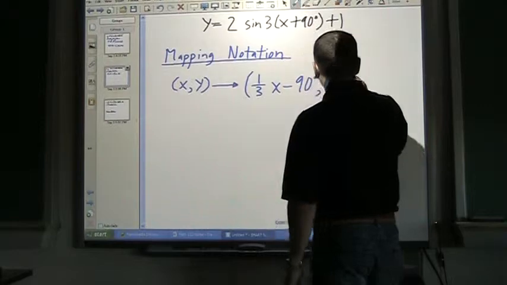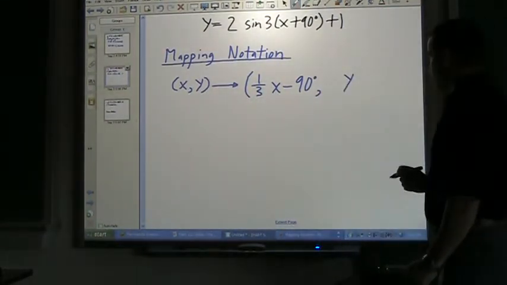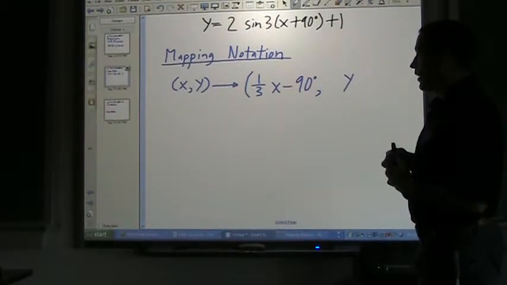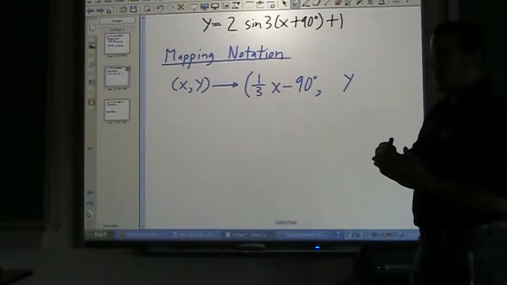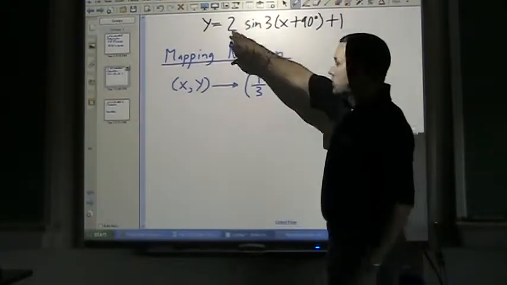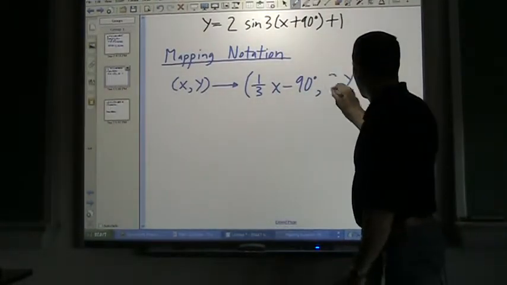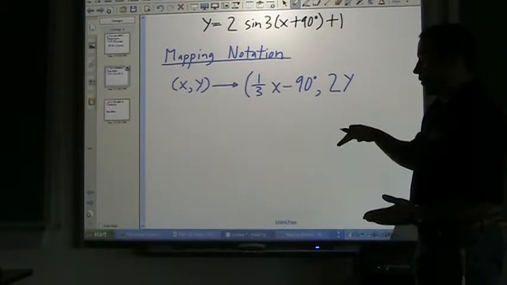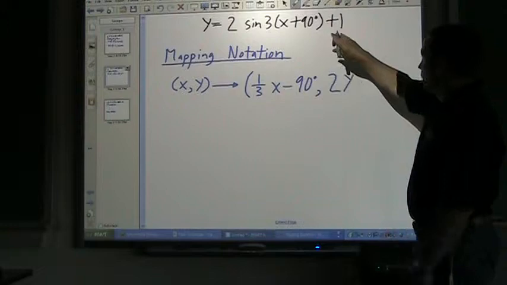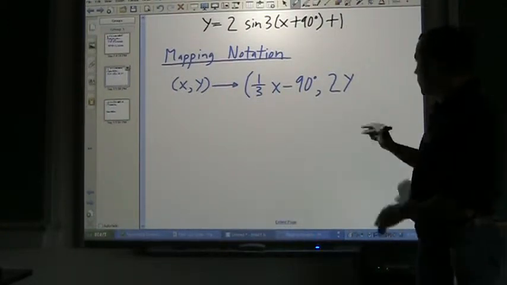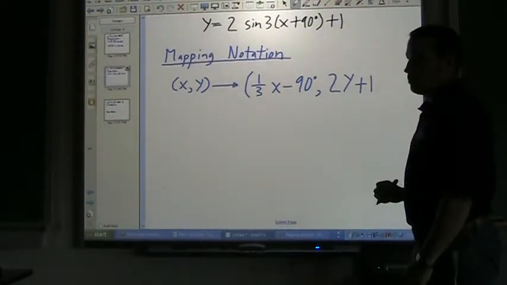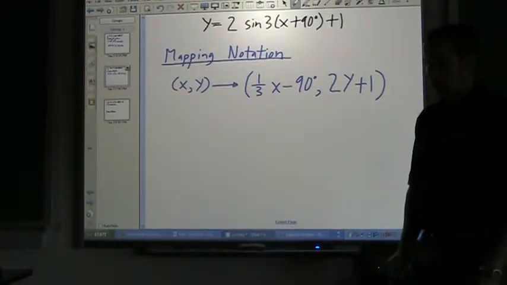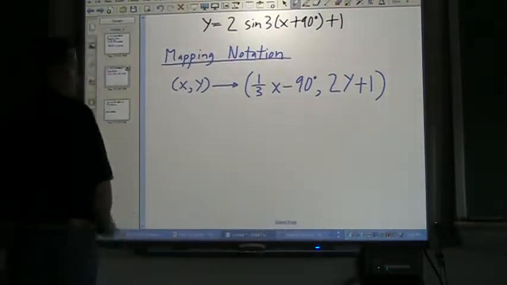Now we talk about the y. Again, the stretch goes out in front of the y. How much have I stretched it up or down? I've stretched it by 2, so the 2 goes out in front. And then finally, have I moved the entire graph up or down? I've moved the entire graph up 1, so that's just +1. And there, you're done. That's all there is to mapping notation.